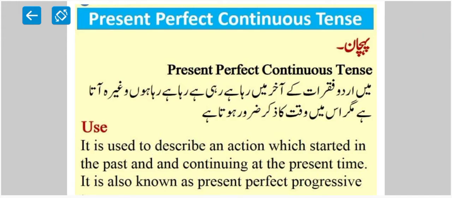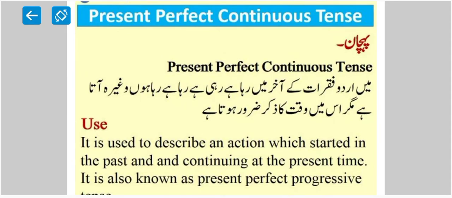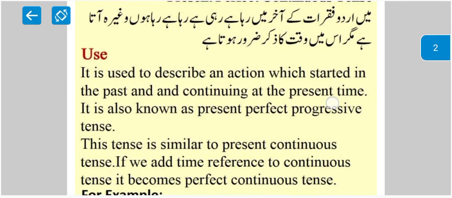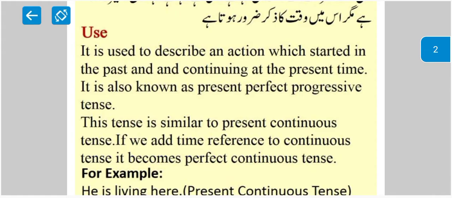action which started in the past and is continuing at the present time. It is also known as the present perfect progressive tense. This tense is similar to present continuous tense, just with the addition of time. In continuous tense, it becomes present perfect continuous tense.